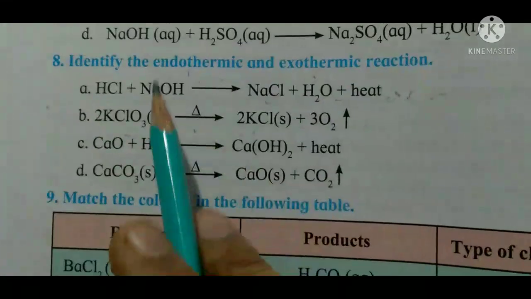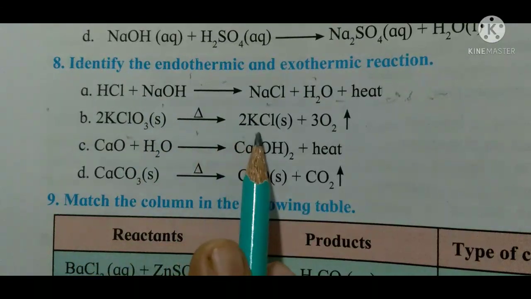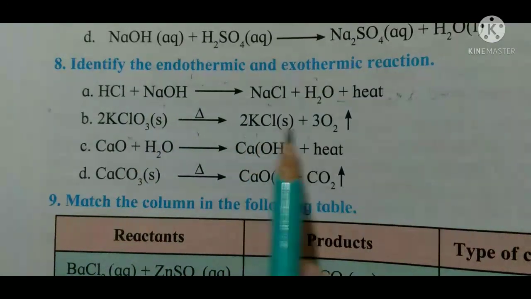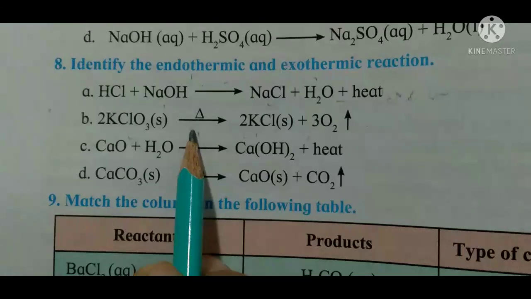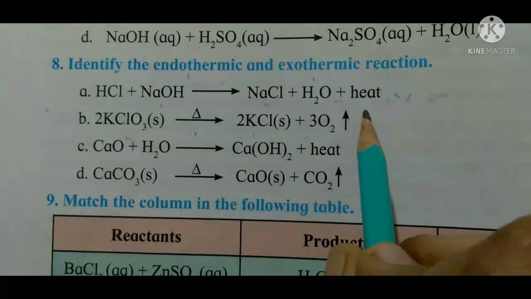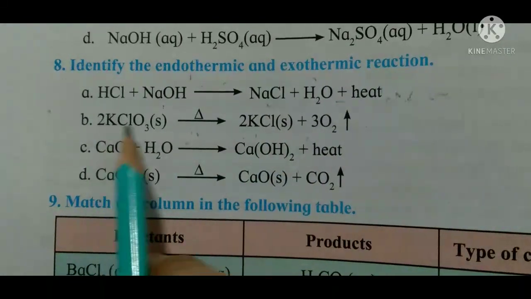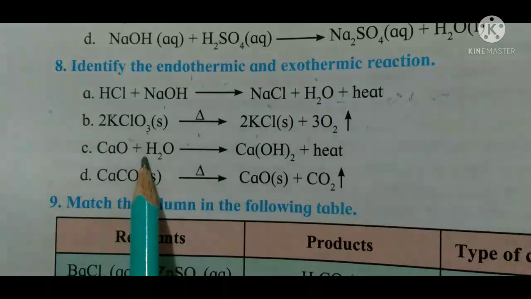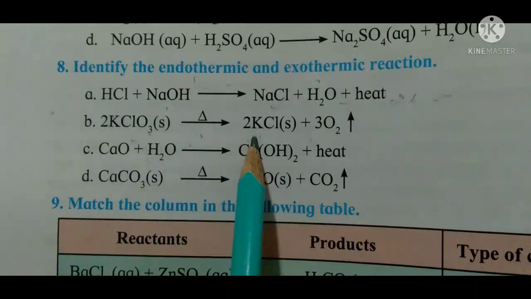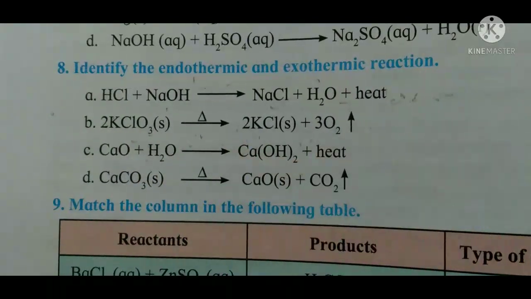Okay. Now next one is potassium chlorate giving potassium chloride and oxygen. See here heat is given. So what type of reaction? This is endothermic. What potassium chlorate will do? It will absorb the heat and it will undergo decomposition. So this is endothermic reaction. Okay.